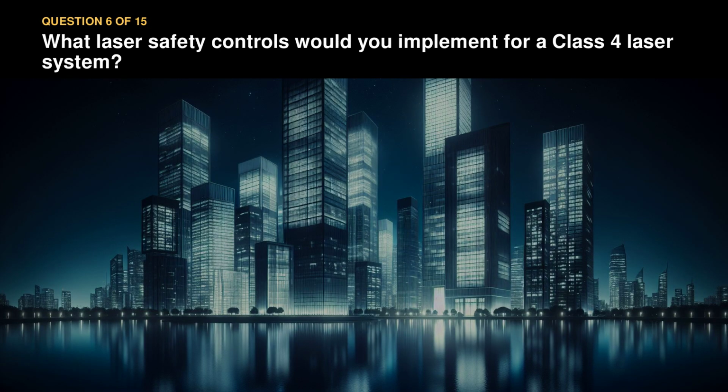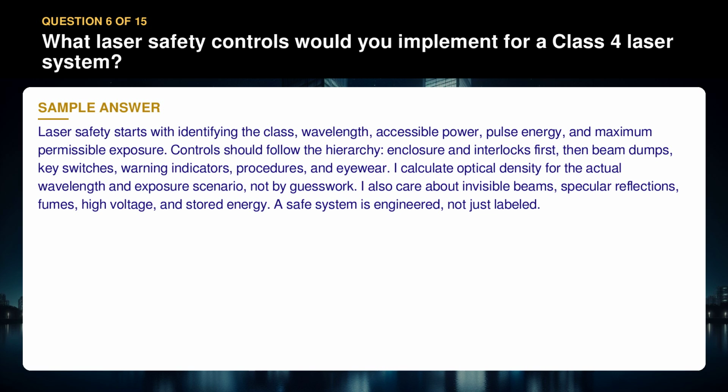Question 6. What laser safety controls would you implement for a Class 4 laser system? Laser safety starts with identifying the class, wavelength, accessible power, pulse energy, and maximum permissible exposure. Controls should follow the hierarchy: enclosure and interlocks first, then beam dumps, key switches, warning indicators, procedures, and eyewear. I calculate optical density for the actual wavelength and exposure scenario, not by guesswork. I also care about invisible beams, specular reflections, fumes, high voltage, and stored energy. A safe system is engineered, not just labeled.